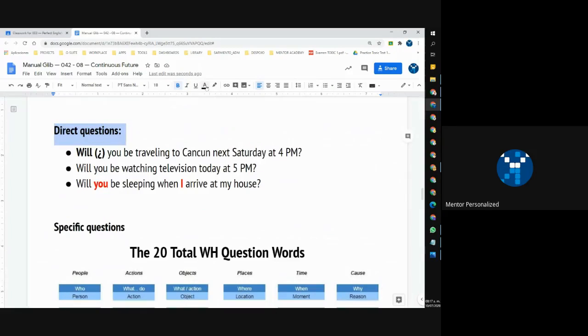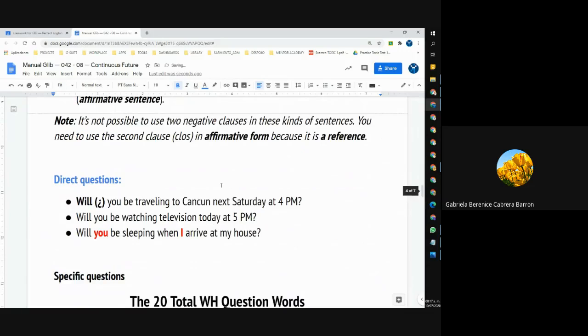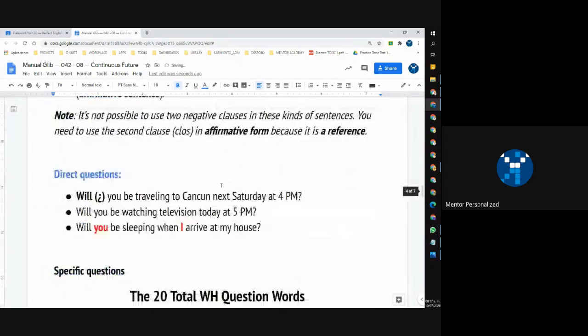Repeat, direct questions. What does a direct question ask? Yes or no? Very good. And what is the first element of a direct question in general? The auxiliary, for example. Exactly. In this case, it's will. Okay, can you please read the question here?